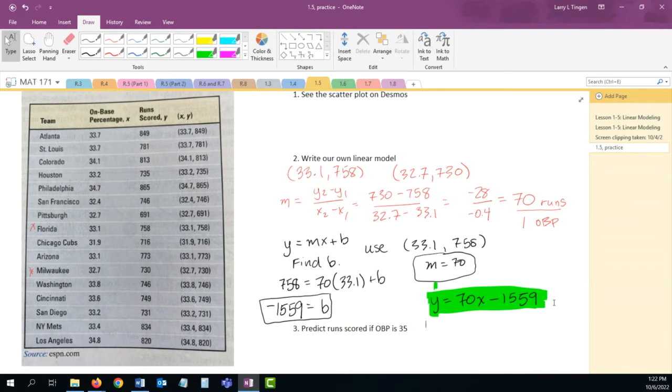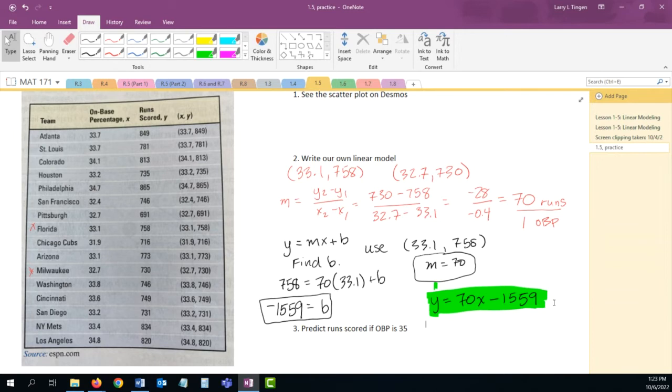I have 70x minus 1,559. That negative 1,559 would correspond to if I had 0 runs, which is x. If my on-base percentage was 0, then my runs scored would be negative 1,559. Is that possible? Absolutely not. If I don't have any on-base percentage, if no one ever gets on base, I would score 0 runs, maybe some home runs, some 1-run home runs, but that would actually count toward on-base percentage too. So no, it would just be 0.